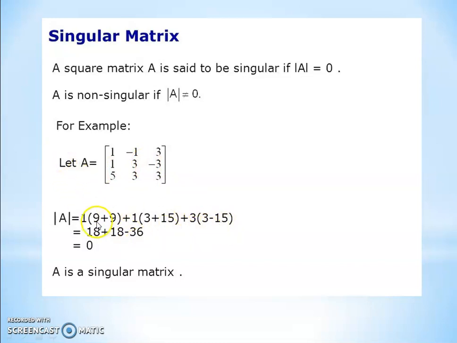So we have to simplify now. 9 plus 9, 18, 18 into 1, 18. 3 plus 15, 18, 18 into 1, 18. Plus 3 remains the same. Minus 15 plus 3 is 12.